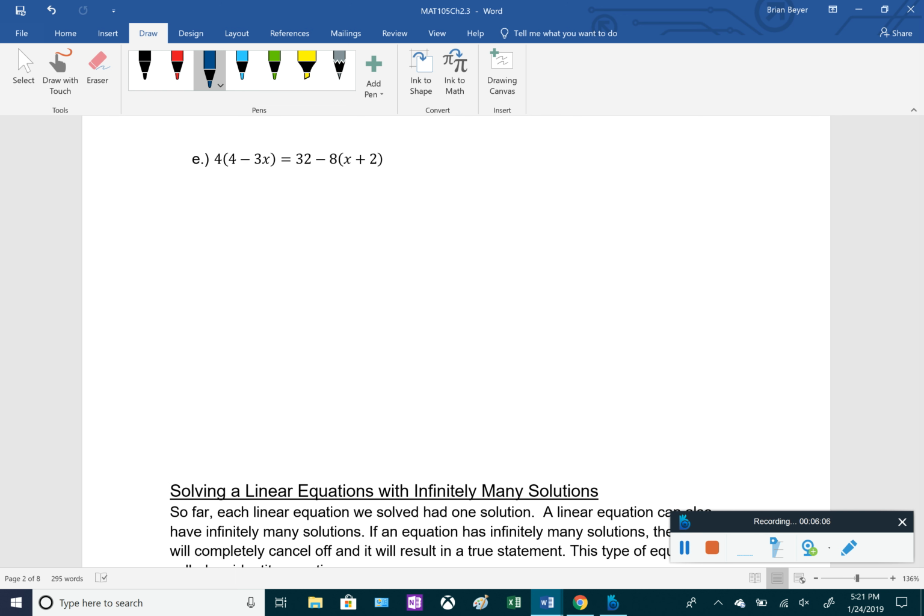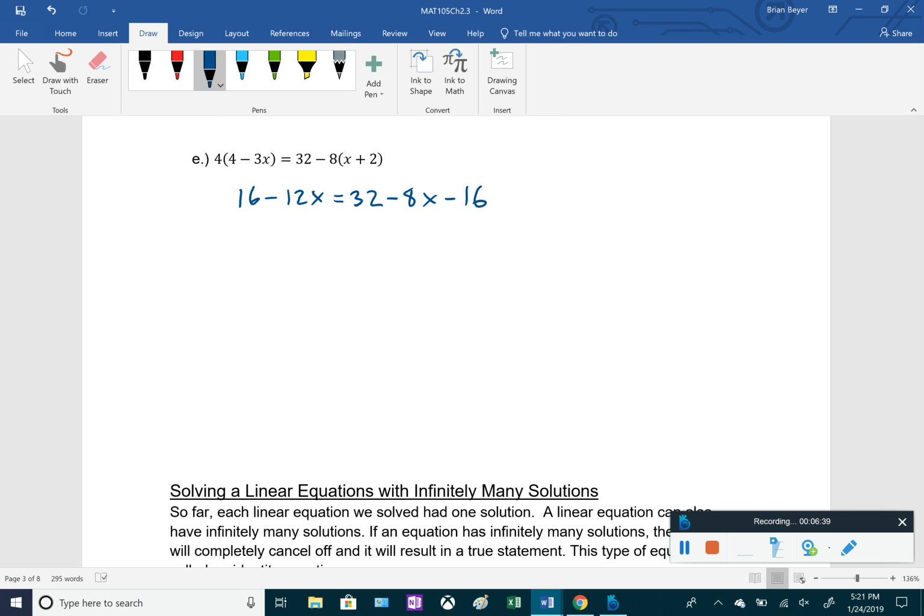Okay, for the next one, we have 4 times 4 minus 3x equals 32 minus 8 times x plus 2. So we're going to distribute. On the left-hand side, distribute the 4. So 16 minus 12x. On the right-hand side, distribute the negative 8. That's going to be minus 8x and then minus 16. So we distributed the 4 on the left, distributed the 8 on the right.